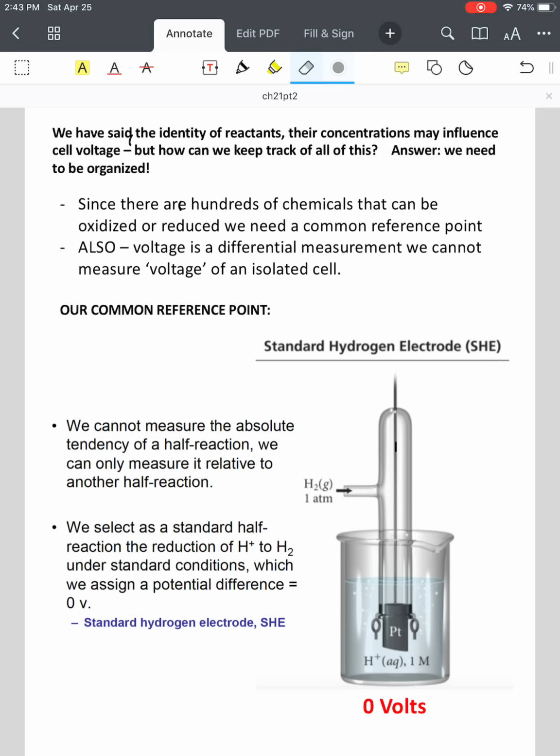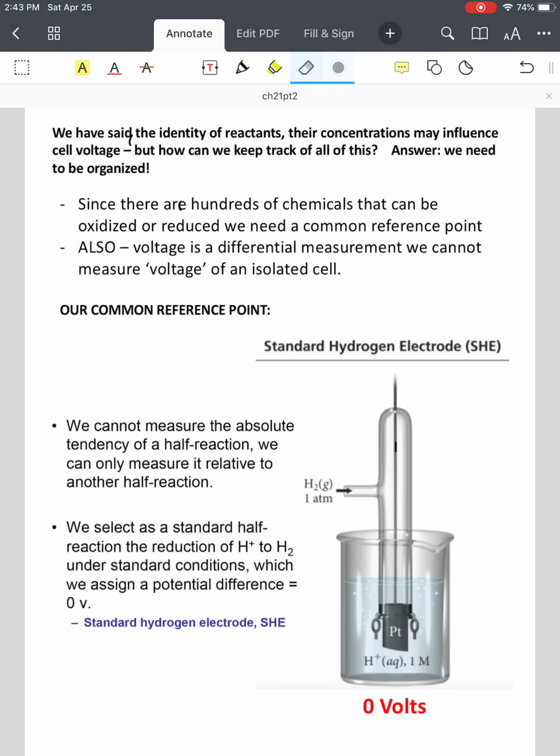Now, at the tail end of last class, we said that there are very many reactants that can participate in redox chemistry. Lots of different chemicals can either be oxidized or reduced. And we wanted to come up with a strategy for figuring out which chemicals tend to want to be oxidized the most, which ones want to be reduced the most.